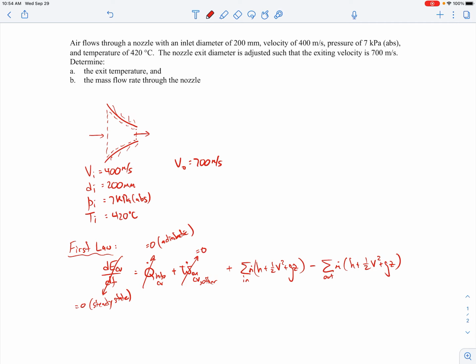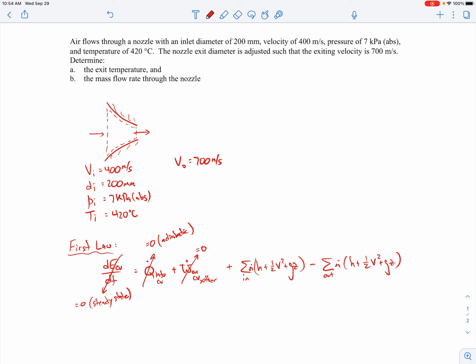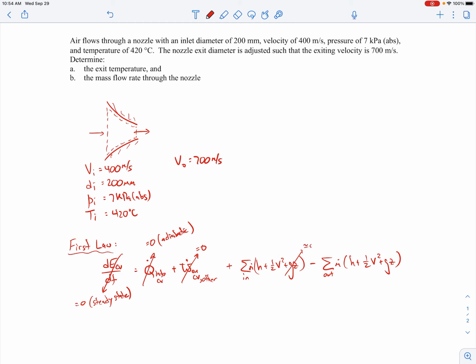And then when we get to the enthalpy terms, we'll assume that the potential energy terms are negligible. That's certainly a reasonable approximation when you compare the potential energy to the kinetic energy or the specific enthalpy, especially when you're dealing with gases. This term will be much smaller than these other terms. So then what we're left with is the following. Okay, so this is our now simplified first law equation.